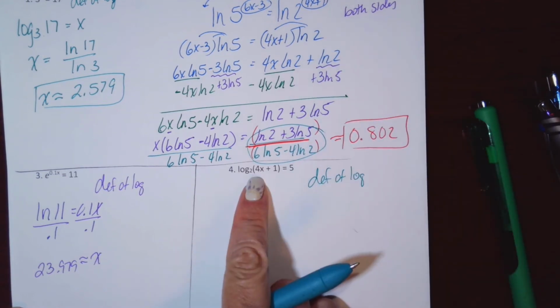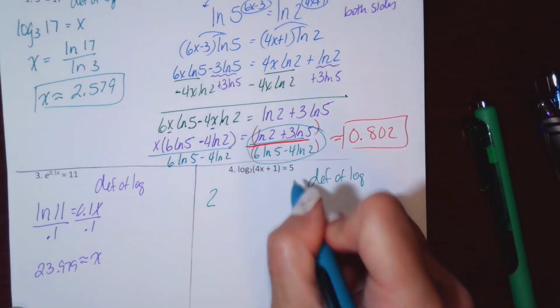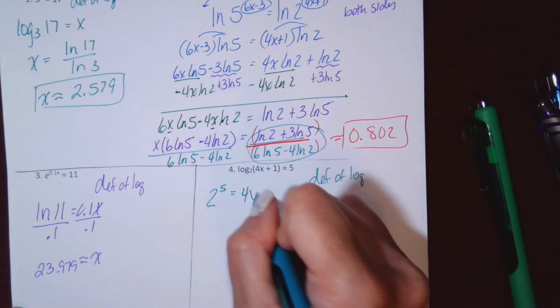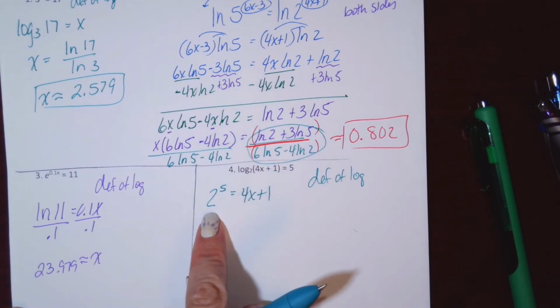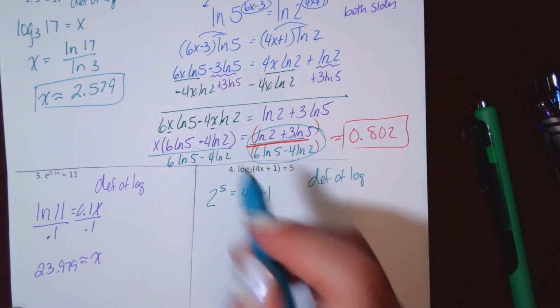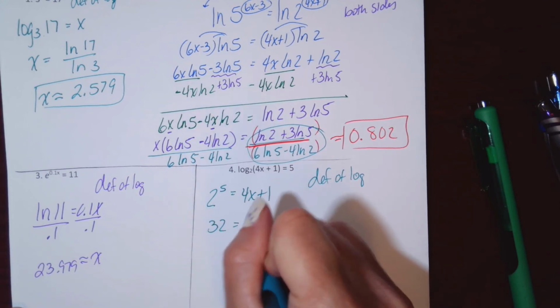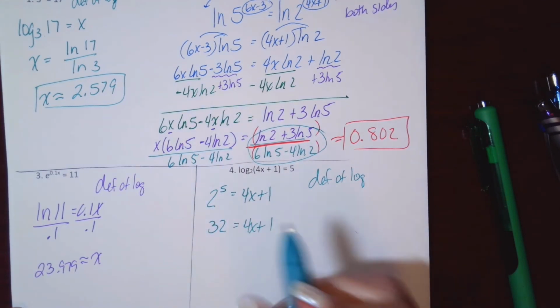Instead of log form, I'm going to rewrite it in exponential form. 2 to the 5th is equal to that argument. Well, what is 2 to the 5th? 2 times 2 times 2 times 2 times 2 is 32. And then I just need to solve for x.